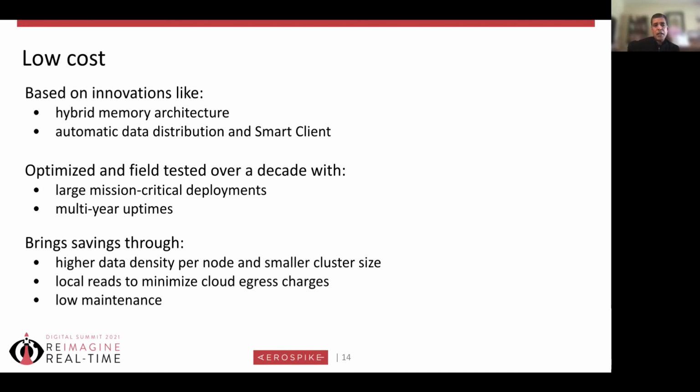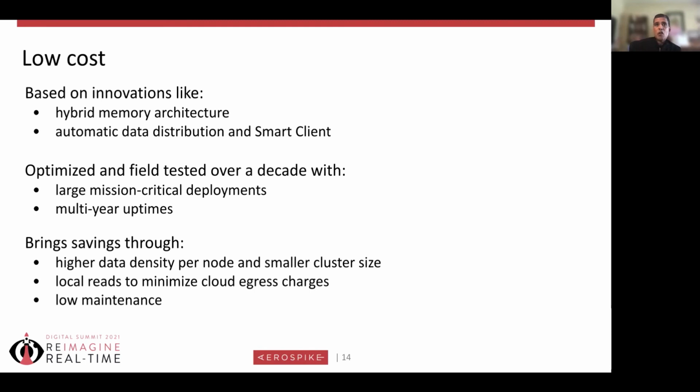The second factor is that the Aerospike solution has been around. The cluster solution has been around for almost a decade, and it has been deployed with large mission-critical deployments. And some of our customers have reported multi-year uptimes. So even if they had to do hardware maintenance and software upgrades, with the rolling upgrades, they were able to keep the data available. A higher data density per node results in smaller cluster size, and that directly results in a smaller hardware cost, but also lower operational costs of keeping the cluster running.